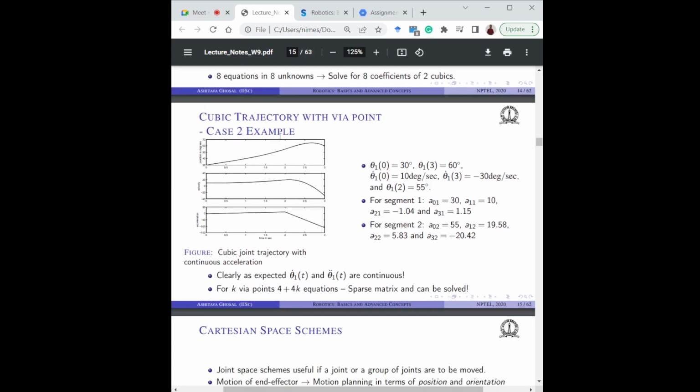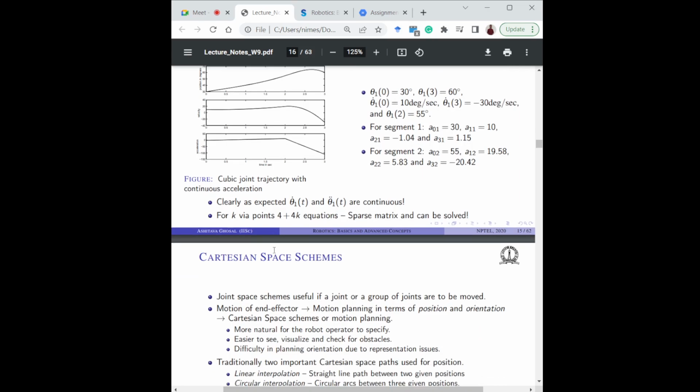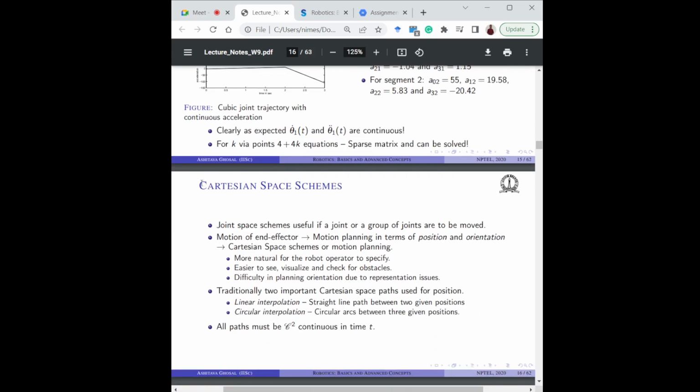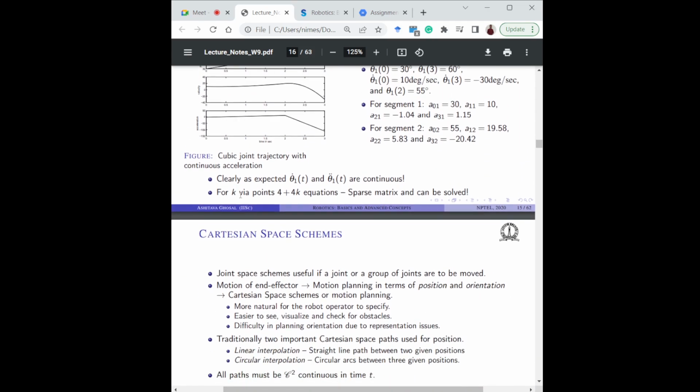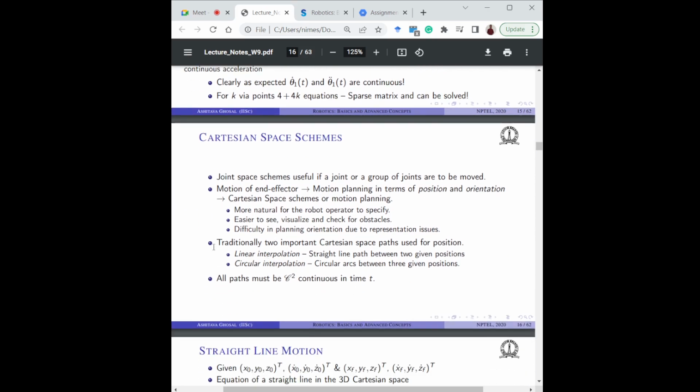Okay, so this is what has been discussed here. If you go through the lecture and lecture notes, it will be very clear. Then there is a discussion on Cartesian space schemes. Basically, Cartesian space schemes are more natural.